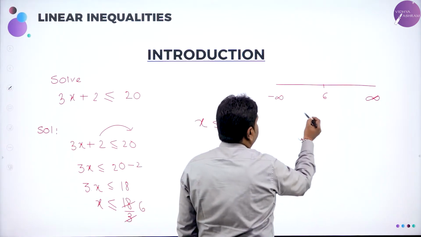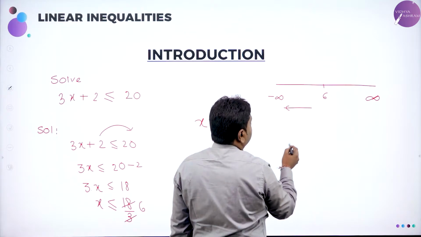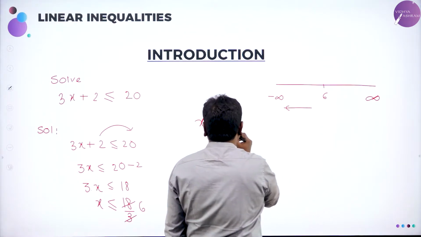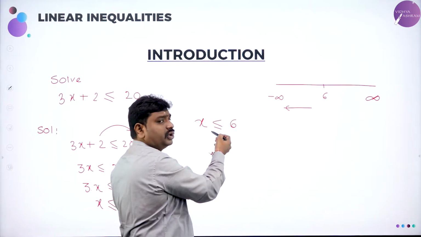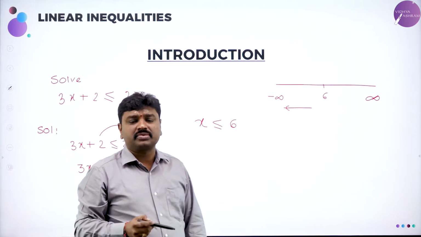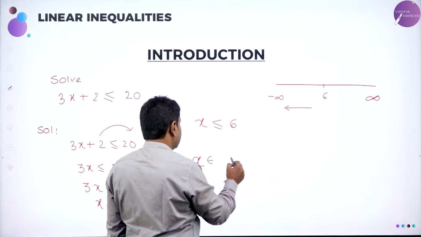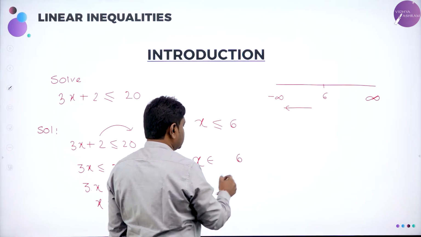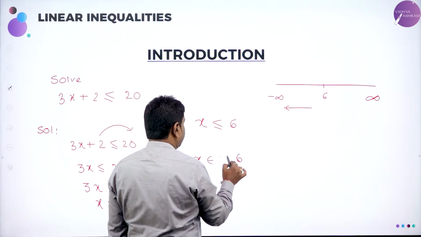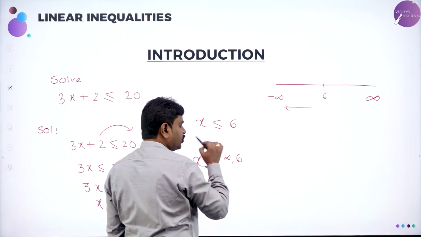So x less than or equal to 6 means left side on the number line at 6. You can see less than or equal to 6 means including 6. So x belongs to, less than 6 means the highest number is 6. Left side, what do we have? Negative infinity. X belongs to minus infinity to 6.